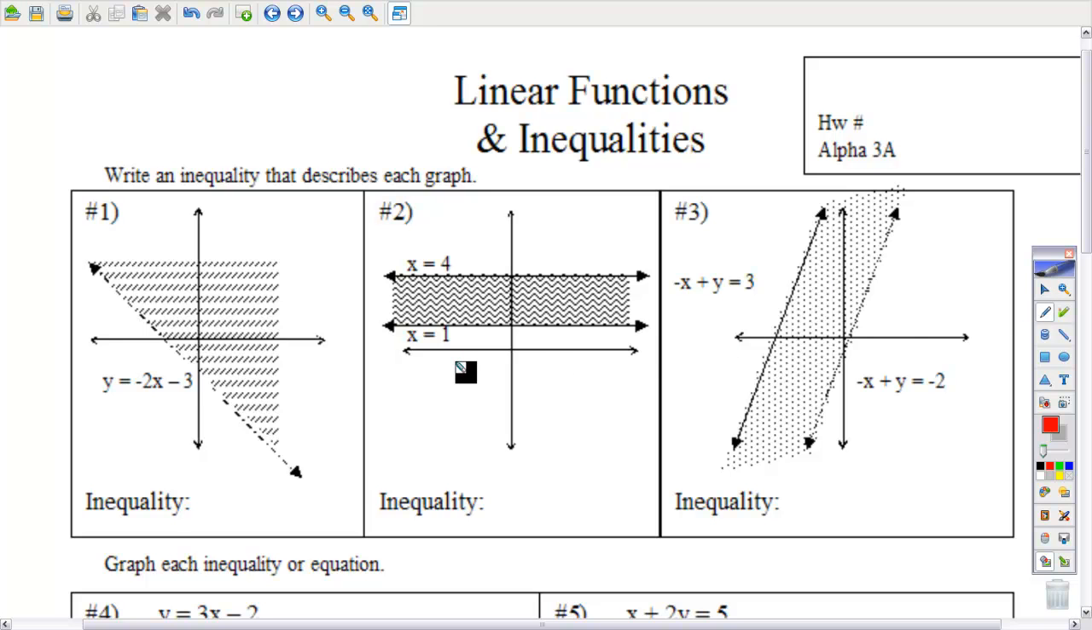Number 1, you're supposed to write an inequality that describes its graph. You can see our boundary is y equals negative 2x minus 3. This boundary is dashed. Notice also that if you go up from that boundary, it's shaded. If you go down, it's not shaded. So as far as y is concerned, y is greater than, since it's above it. There's no equal sign since it's dashed. Negative 2x minus 3.